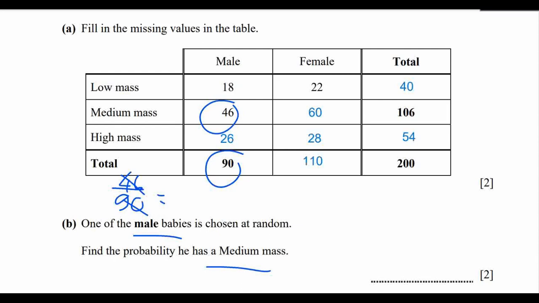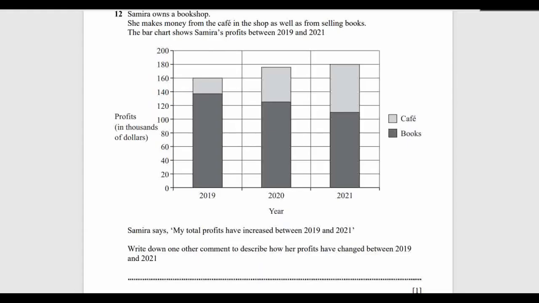Divided by 2, it is 23 over 45. So that's it. 23 over 45 is the simplest, as 23 is a prime number. So that's the simplest answer that we get. So we write down here 23 over 45. Right, let's move on. Question 12.